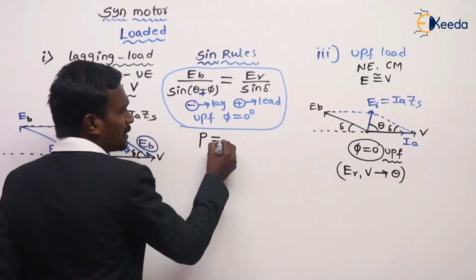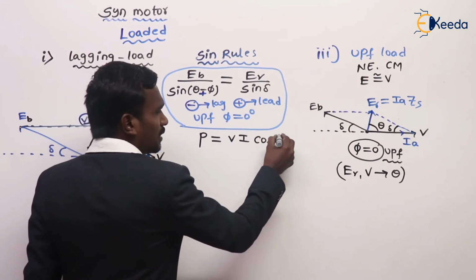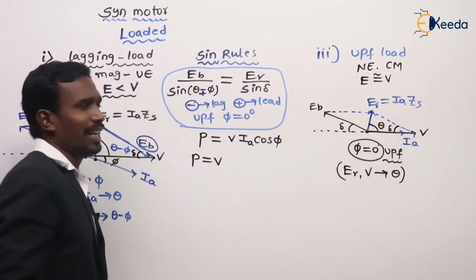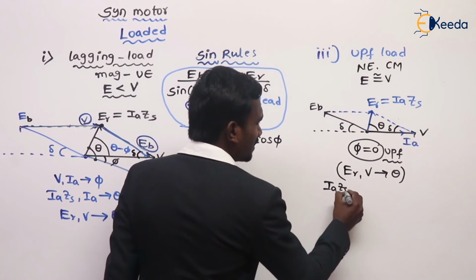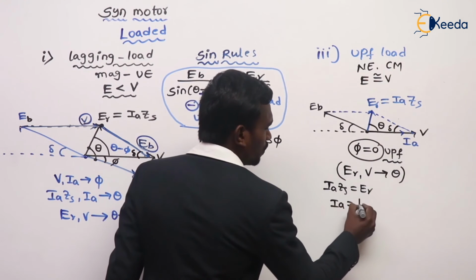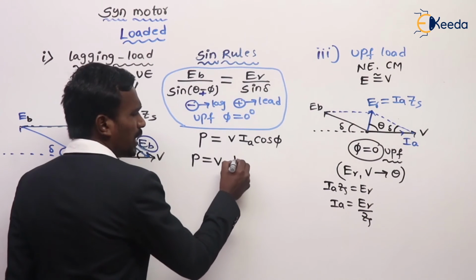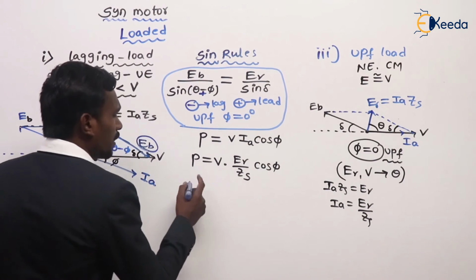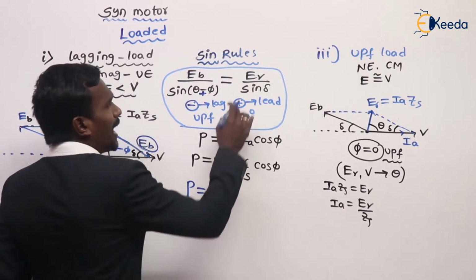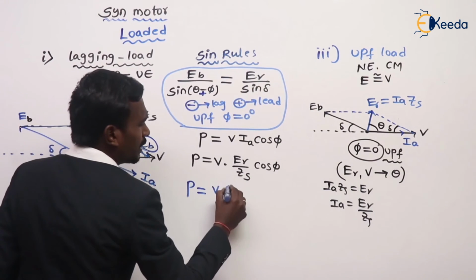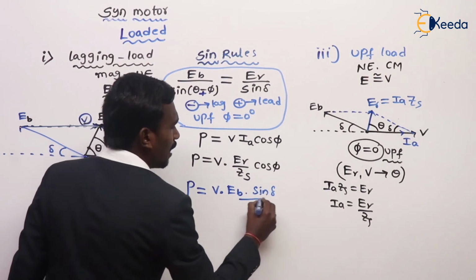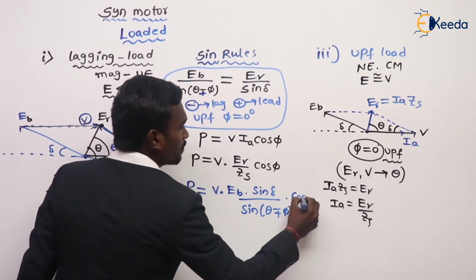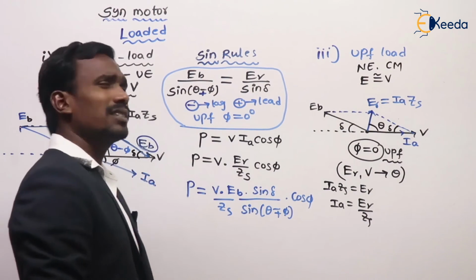Okay, let's see here. The power in general, power P is equal to VI cos phi. We know that. So power P is equal to V times Ia. We know that Ia Zs is equal to ER, then Ia is equal to ER by Zs. So P is equal to V ER upon Zs and cos phi. From this equation, ER is equal to EB sine delta upon sine of theta minus or plus phi, into cos phi and Zs is there. This is the power equation.